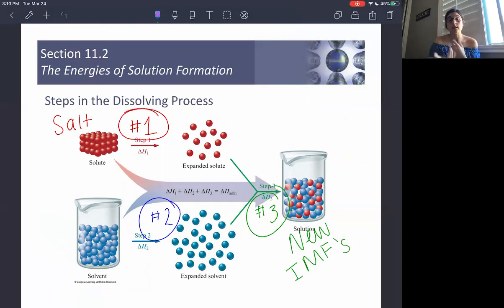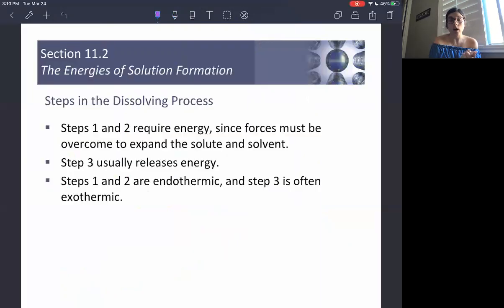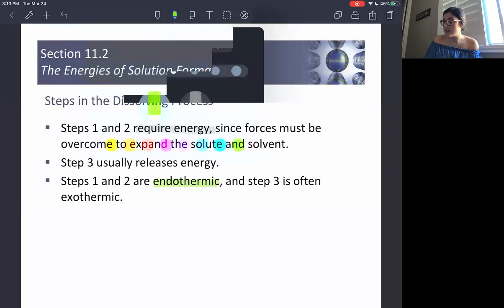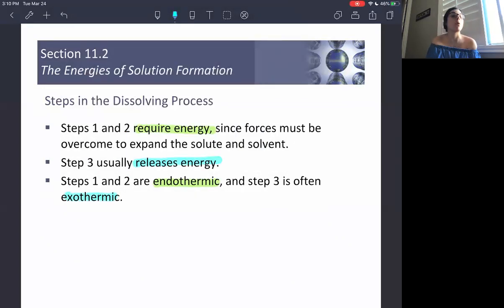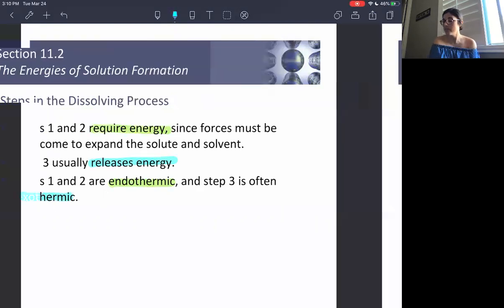And we did talk about this on Friday, those new intermolecular forces, or IMFs, that occur between the solute and the solvent particles. Moving on, since step 1 and step 2 require energy, and step 3 normally releases energy, that means step 1 and step 2 are going to be endothermic processes. Endothermic meaning that you are inputting energy to get it to happen. And then step 3, instead of being endothermic, is going to be exothermic most of the time.